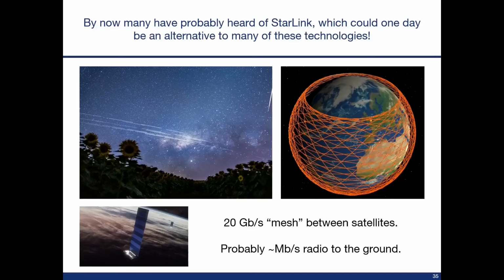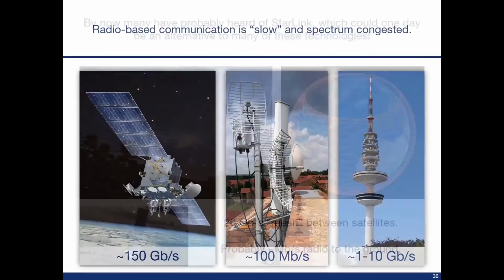By now, many of you have probably heard of Starlink, which could one day be an alternative to many of these technologies. Based on what I've read, it appears that the idea is to have a high-speed 20 gigabit per second mesh network between the satellites in space. Since radio is used to the ground, I guess that only megabits per second speeds would be available to users with reasonable latencies. The sky is the limit, however, and if FSO technology were used to the ground, the speeds could theoretically be much faster than with radio.